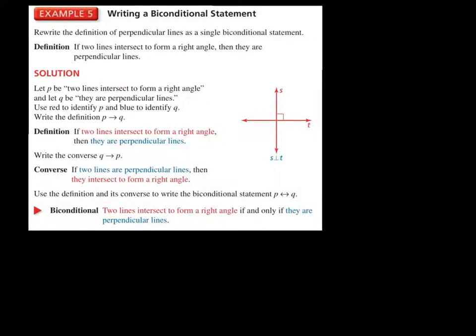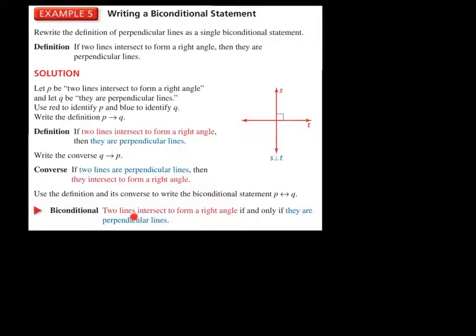Now we have an example here where they have rewritten the definition of perpendicular lines as a biconditional statement. And we just saw this definition of perpendicular lines, and we know that both of those statements are true. So the original conditional statement is, if two lines intersect to form a right angle, then they are perpendicular lines. You'll see there that they have the value of P in red, the value of Q in blue. Then they took it and they flipped it. The value of Q is now your hypothesis, and P becomes your conclusion. So we see that both of these statements are true.